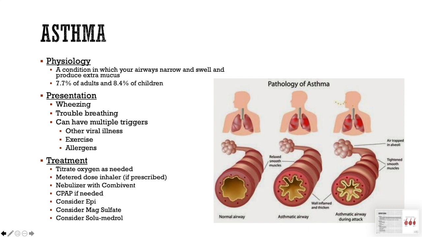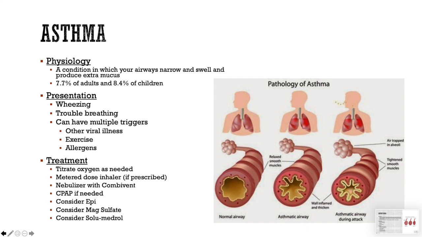Our treatments. These look a lot like our others, and that's probably because they all fall under the same protocol, which is our adult wheezing protocol. Titrate oxygen as needed. Metered dose inhaler if they have one prescribed. Obviously, we just don't go giving out inhalers, but if they have one, help them. If they have one, give it to them, especially now in the time of COVID. We're trying to reduce our aerosol-generating procedures, so we're trying not to use our nebs anymore. So a metered dose inhaler reduces the aerosols in the air. Use it. Bring it with you to the hospital. Very important right now.